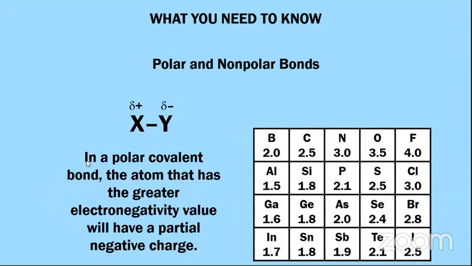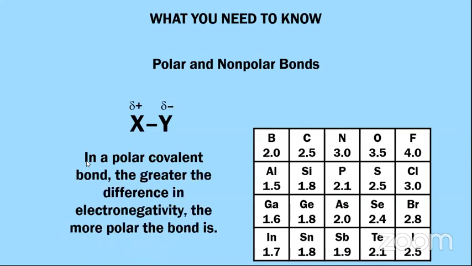Okay, so as I said, in a polar covalent bond, the atom that has the greater electronegativity value will have a partial negative charge. And you don't have to know those values per se, just know the general trend. All right, in a polar covalent bond, the greater the difference in electronegativity, the more polar the bond is.